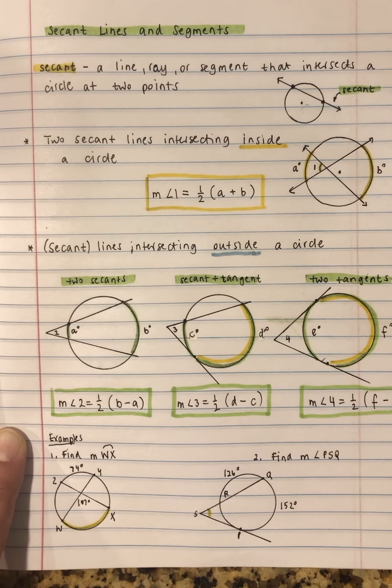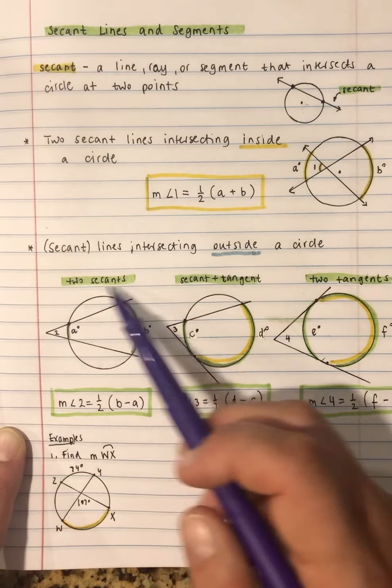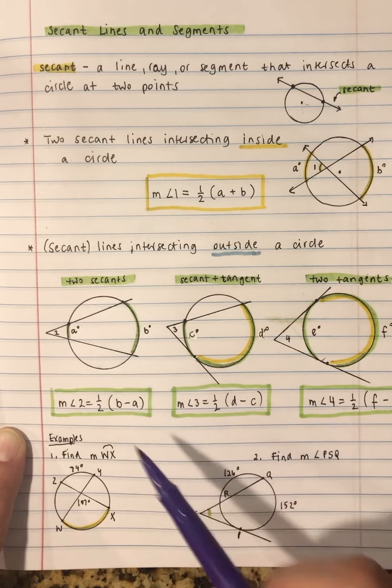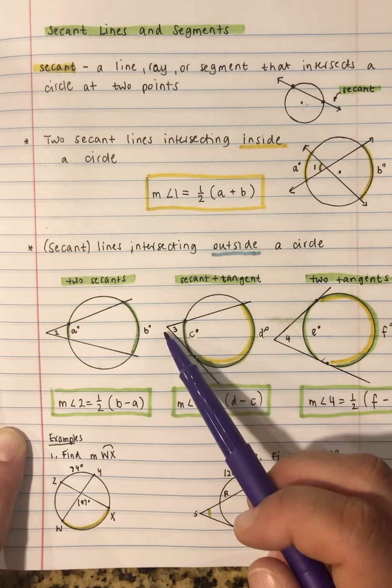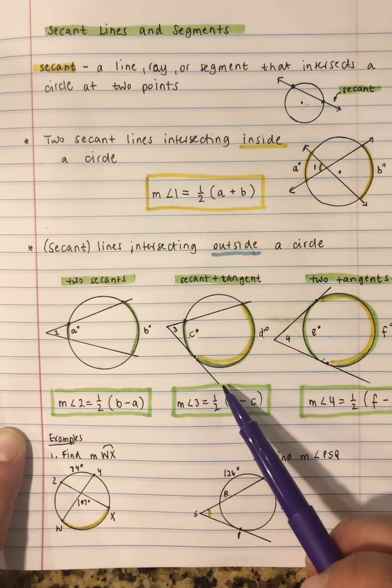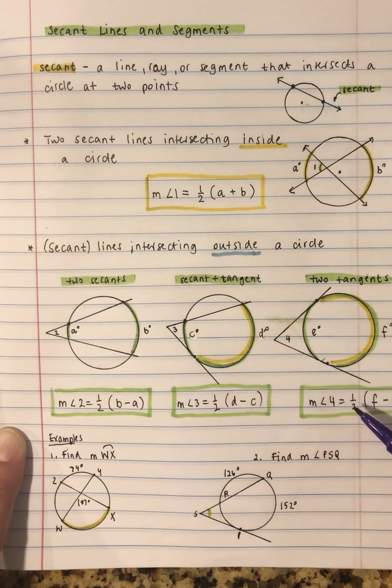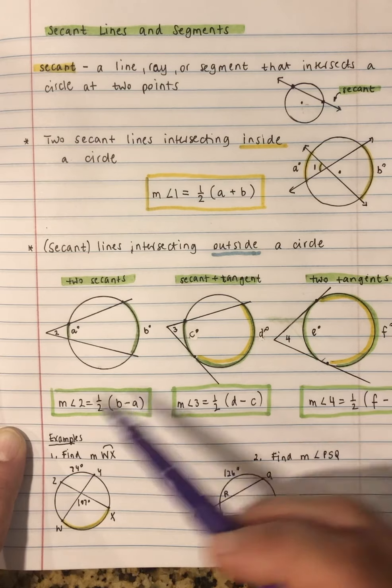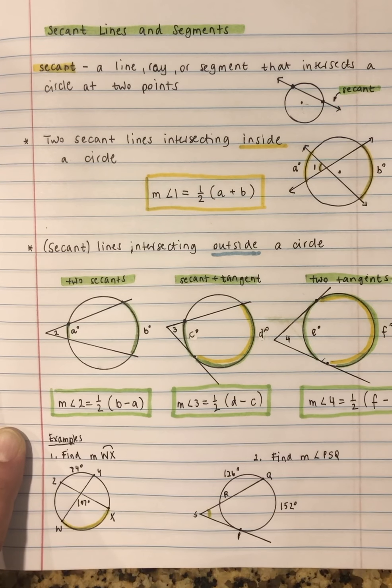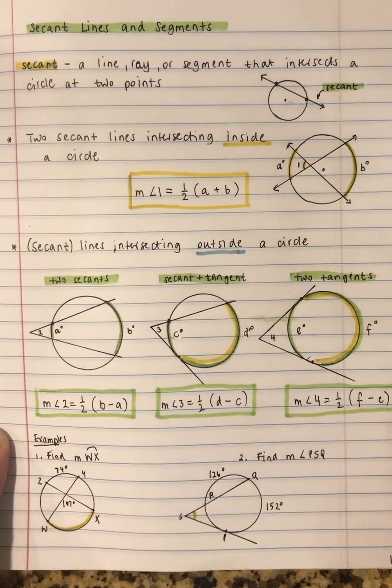In the second case, the two lines are intersecting outside of the circle. You can have two secant lines, like here, a secant and a tangent. This is a secant, this is a tangent. Or you can have two tangent lines. These cases might look a little different, but the principle is always the same.